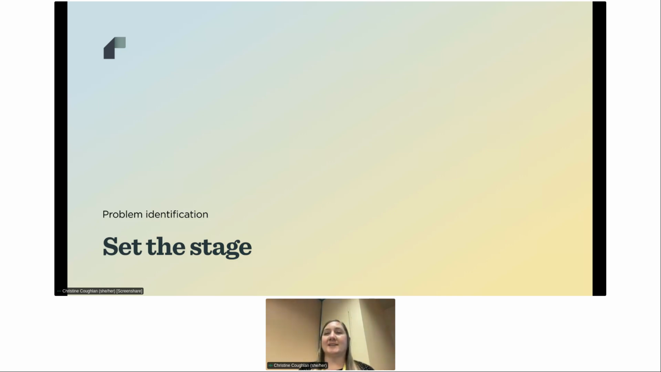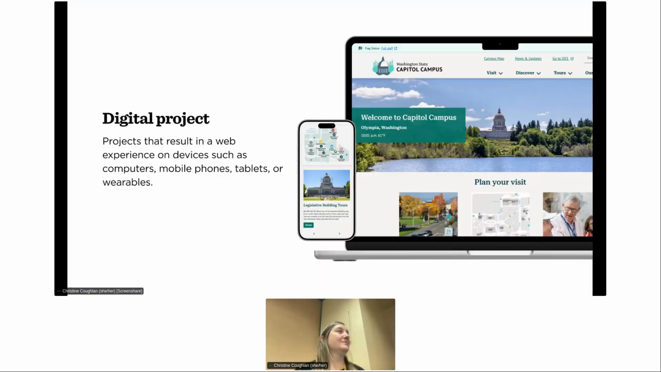So let's start off by setting the stage. Again, what I'm trying to do here is help you to understand the problem space that we are in. So again, what does it mean to kick off a project? What does it mean to say that we're working on a digital project specifically? So we'll start with the digital project. These are projects that really result in some kind of experience on the web. So this could be something that a person interfaces with on their personal computer or a laptop, or maybe something that they're interfacing with on their phone or a tablet, or even on something wearable like a smartwatch.